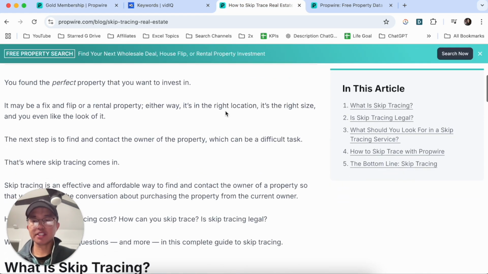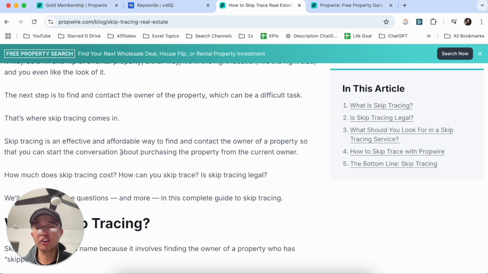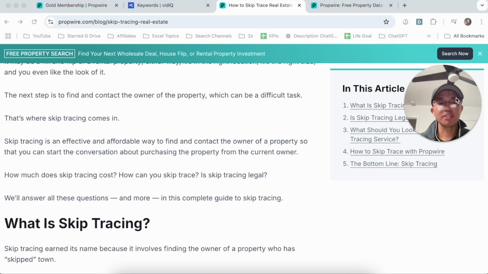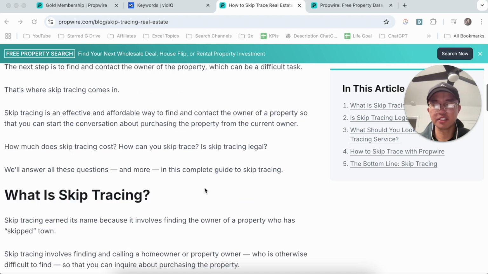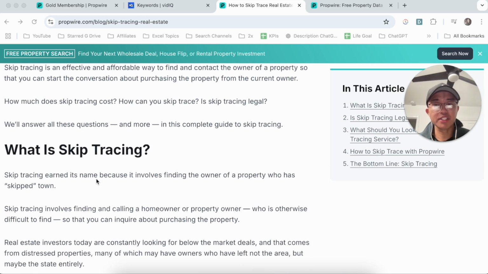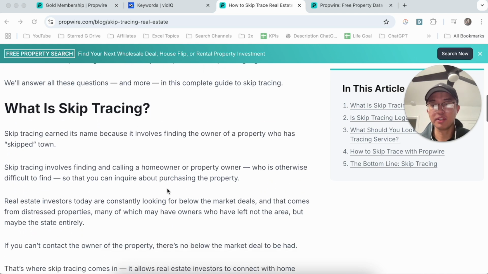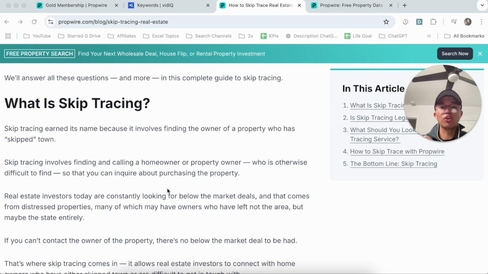So skip trace is basically an effective and affordable way to find and contact the owner of a property so that you can start the conversation about purchasing the property from the current owner. So what it basically means is that if someone actually owns a property, they may be hard or difficult to reach, and that's where skip tracing actually comes in. Skip tracing earned its name because it involves finding the owner of a property who has skipped town. So it means finding and calling the homeowner or property owner who is otherwise difficult to find.